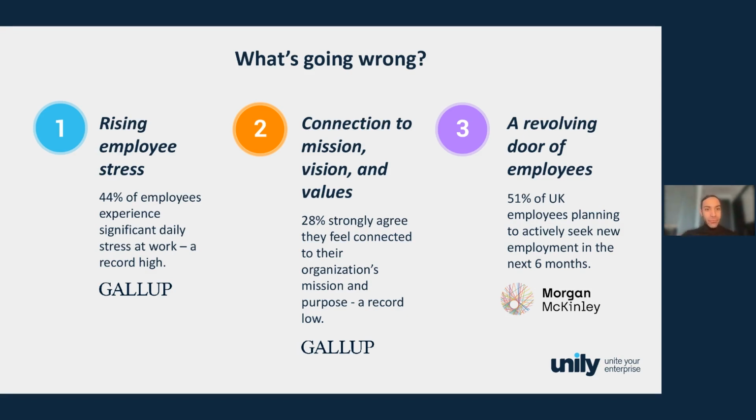And so I looked through some of the research, and there are 3 specific things that I pulled out that I think we can meaningfully impact. The first one is around employee stress. Gallup found that this year, 44% of employees experienced significant stress at work. Now, that's a record high, meaning employees are as stressed as ever.